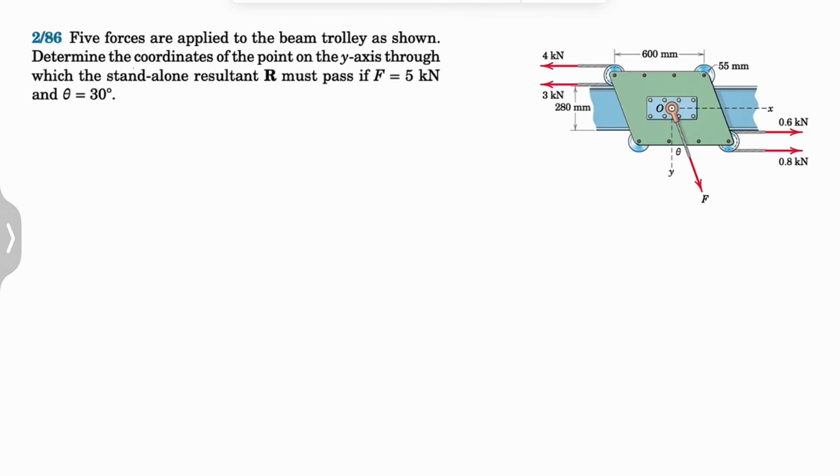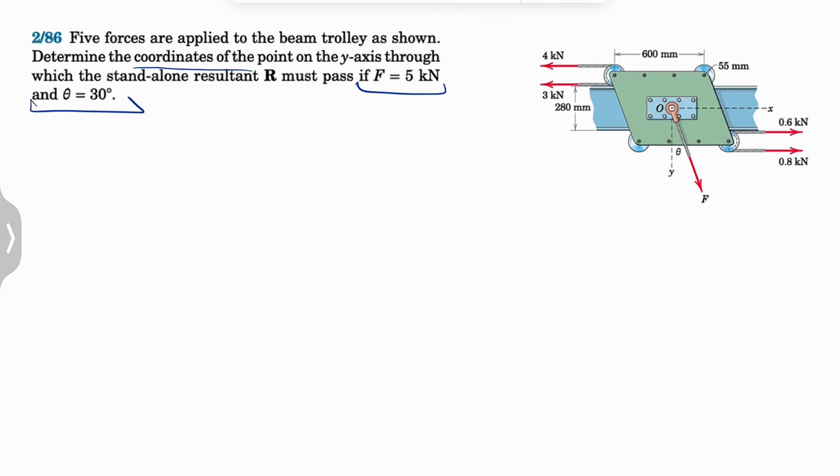Alright guys, welcome back. We're going to be solving question 86 from the second chapter of Mechanics-Statics by Meriam, and we have 5 forces that are applied to the beam trolley as shown. We need to determine the coordinates of the point on the y-axis through which the standalone resultant R must pass. And we know that F is 5 kilonewton. We have theta 30 degrees.